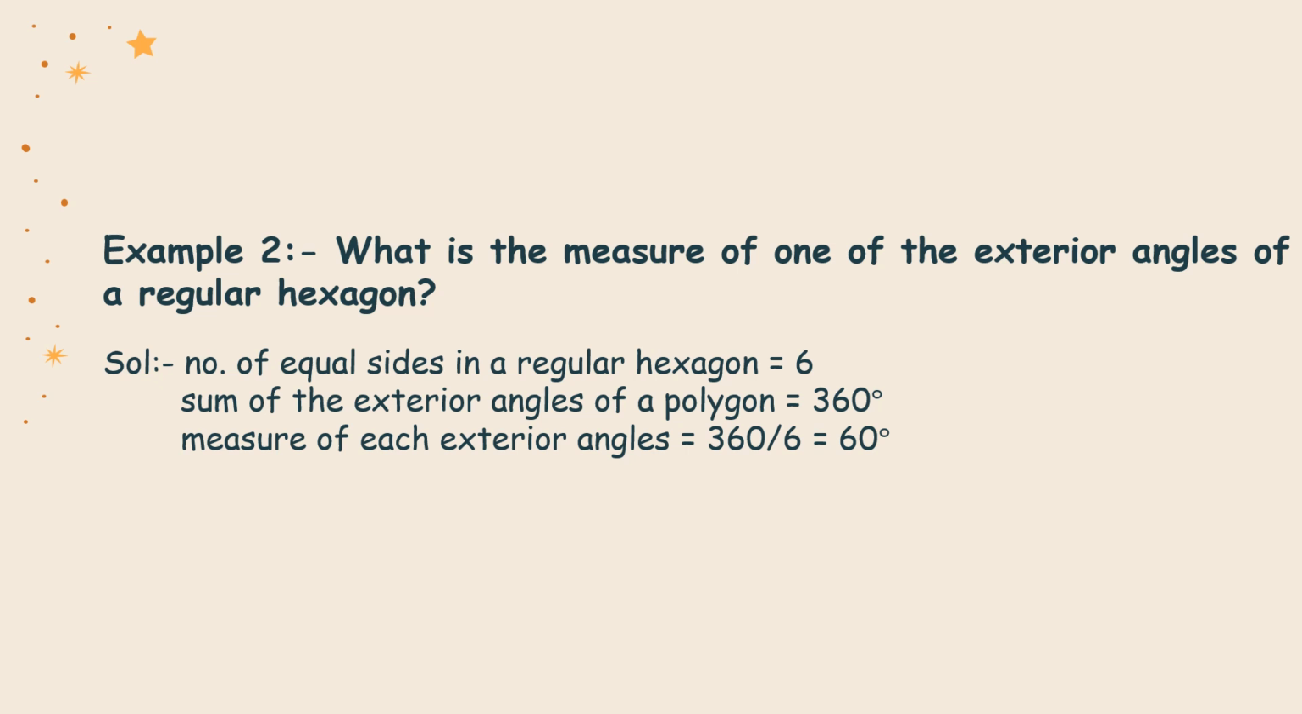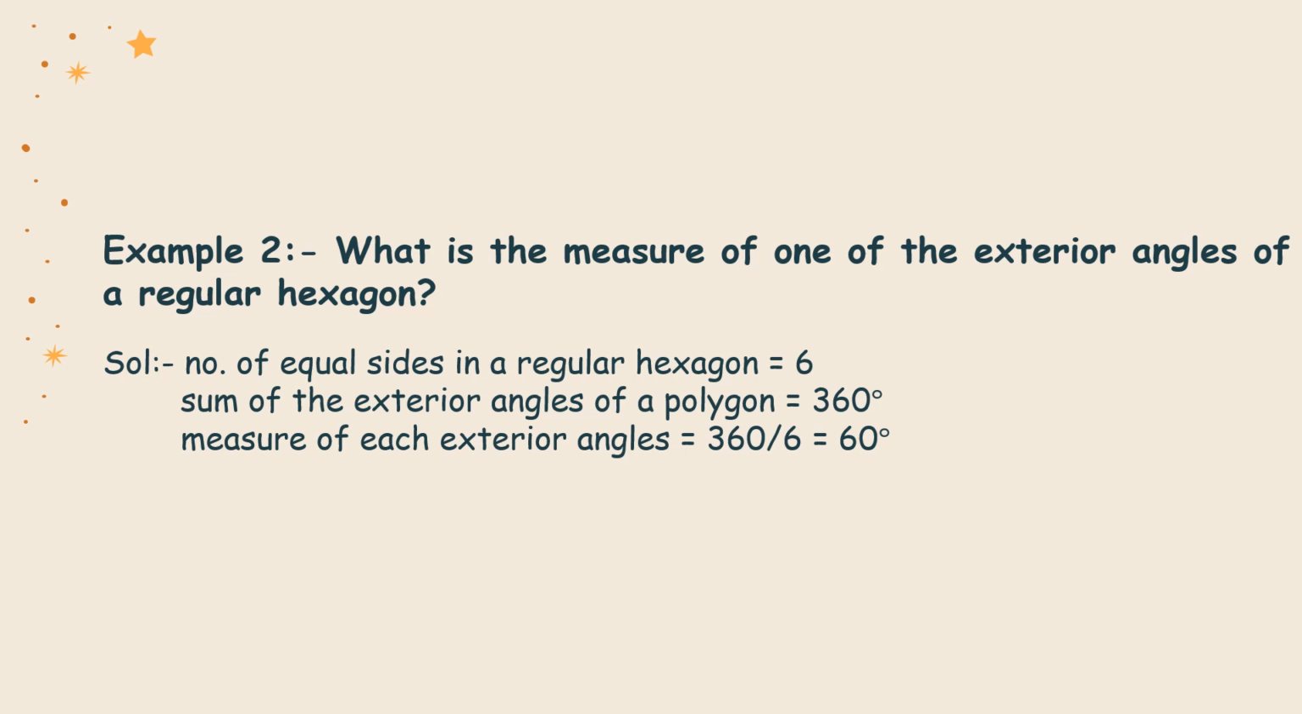Sum of the exterior angles of a polygon is given by 360 degrees. We all know this, right? Sum of the exterior angles of a polygon is 360 degrees. So using the formula, divide 360 degrees by 6, you will get 60 degrees. So the measure of one of the exterior angles of a regular hexagon is equal to 60 degrees. You can use this formula for any of the regular polygons.